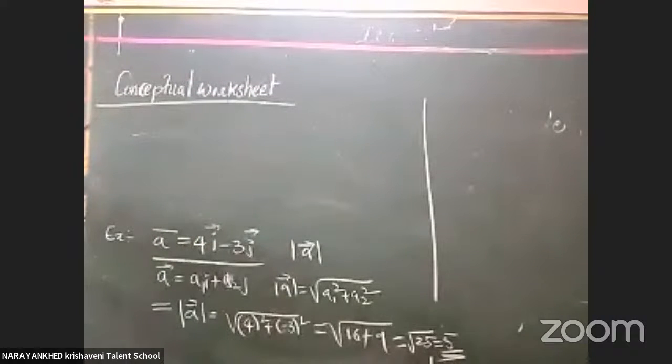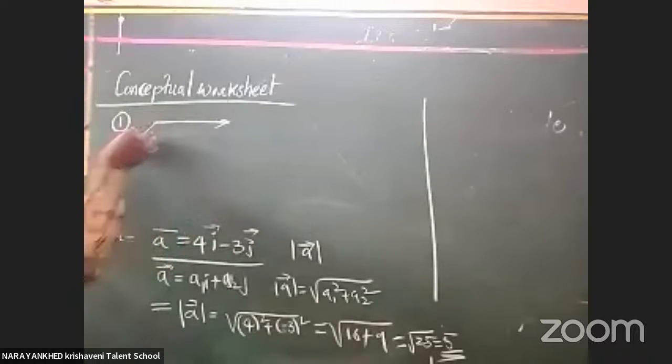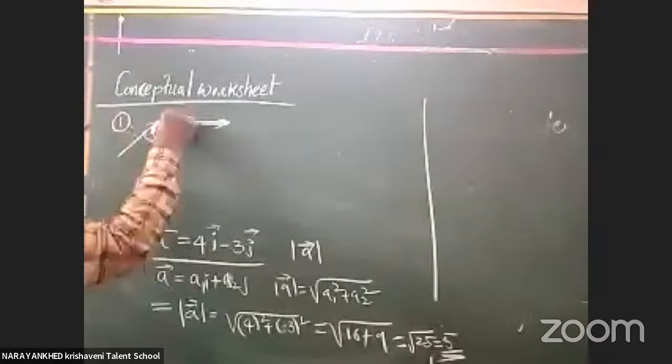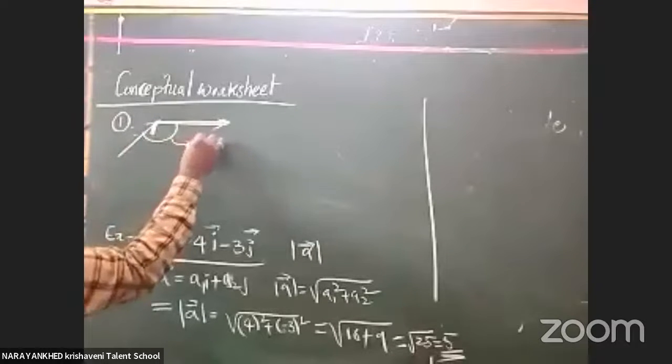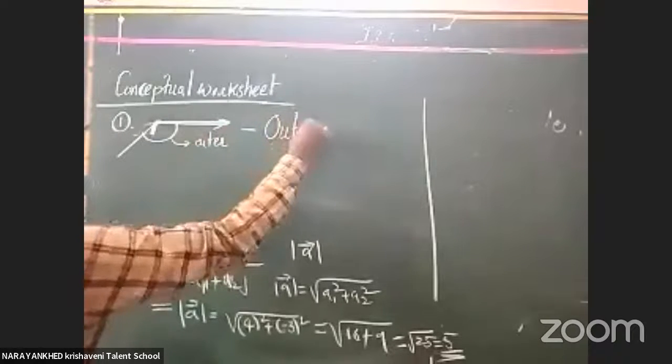Next is the conceptual worksheet or practice sheet. The first question: if the head coincides with a tail, then what is the angle between the two vectors? Suppose it is one vector and its head coincides with the tail of another vector. What type of angle do we get? The answer is the outer angle.